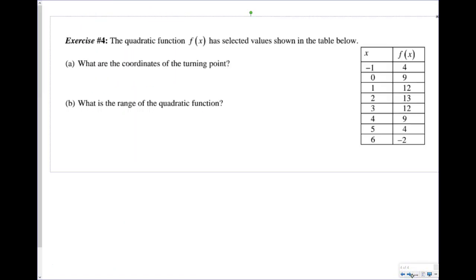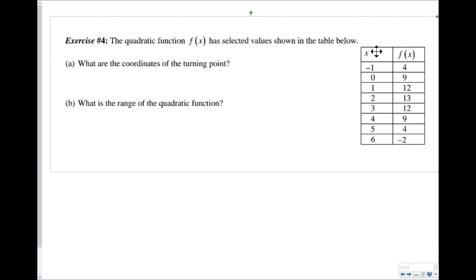Oh, I forgot there's one more problem. Alright, well, let's do this one real quick. I didn't realize we had an exercise 4. So in exercise 4 they give us a table. The quadratic function f of x has selected values shown in the table below. What are the coordinates of the turning point?